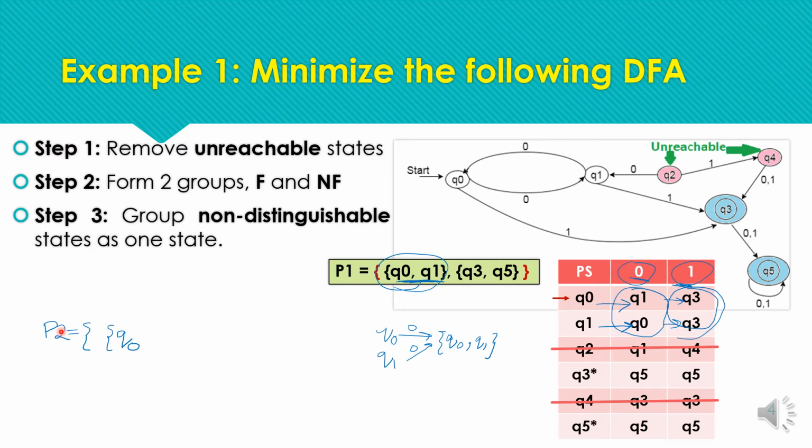Means one state as Q3 is a part of final state group, it cannot be part of any other group. Means one state will occur only one time in any of the partition. So here in partition P1 we are having Q3, and Q3 belongs to this group only. Q3 is not part of more than one group.